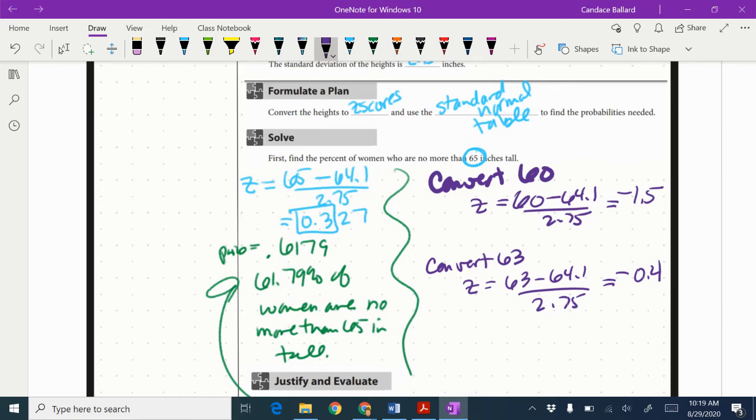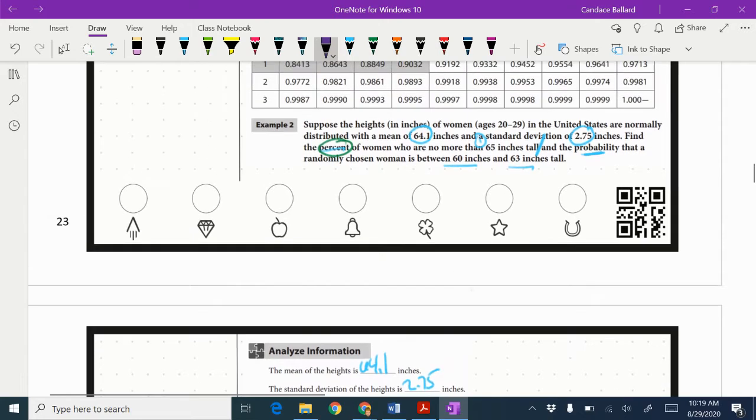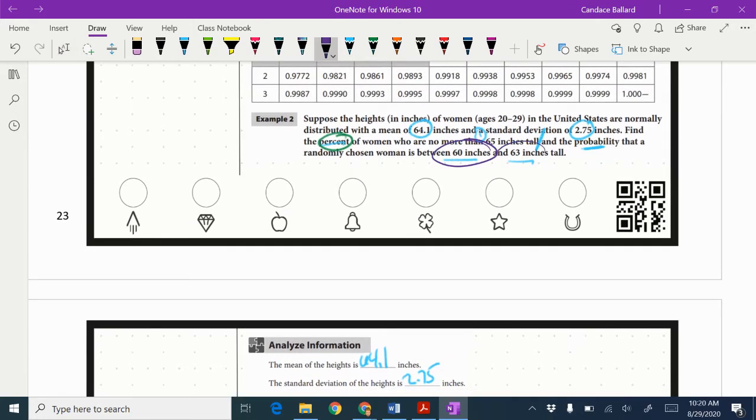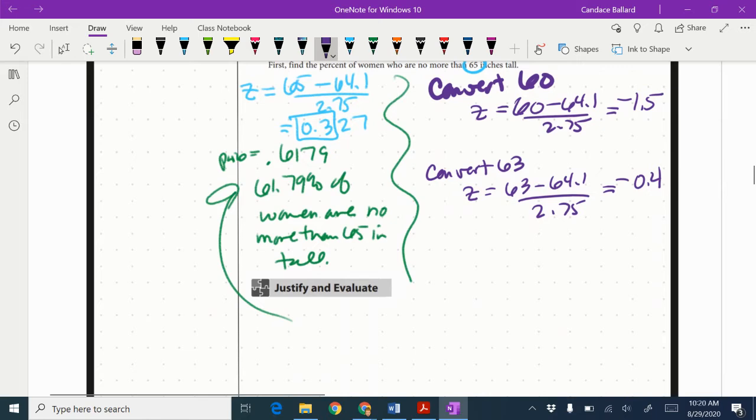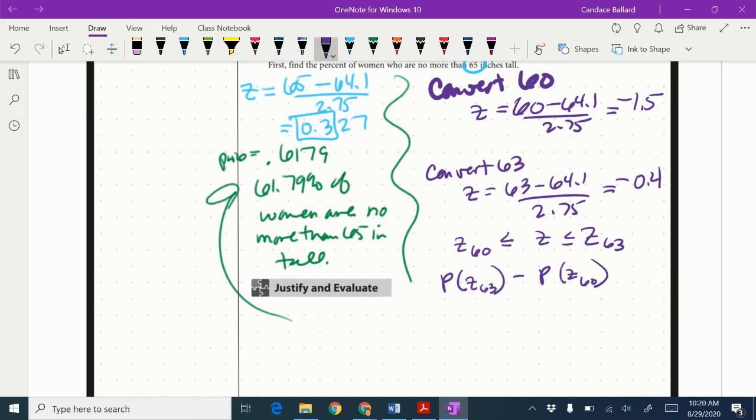So what they asked me for in this problem is whether it's between 60 and 63. So I'm really looking for when z is between 60 and 63. And this is just notation for the z-score. So I'm going to find the probability of the z-score of 63 minus the probability of the z-score of 60, and that's going to give me my overall probability. So I'm going to use the table to find those values.